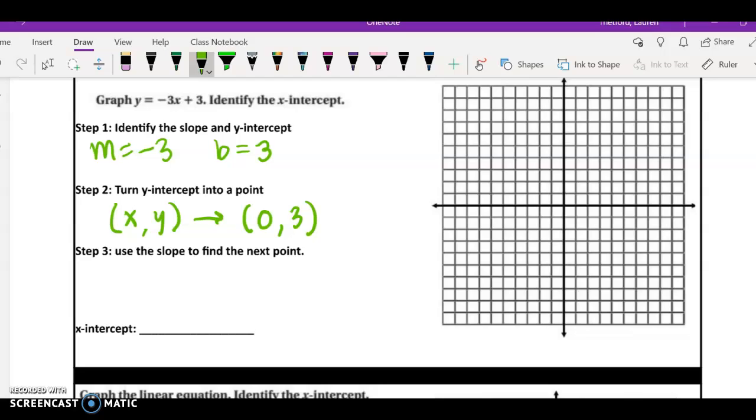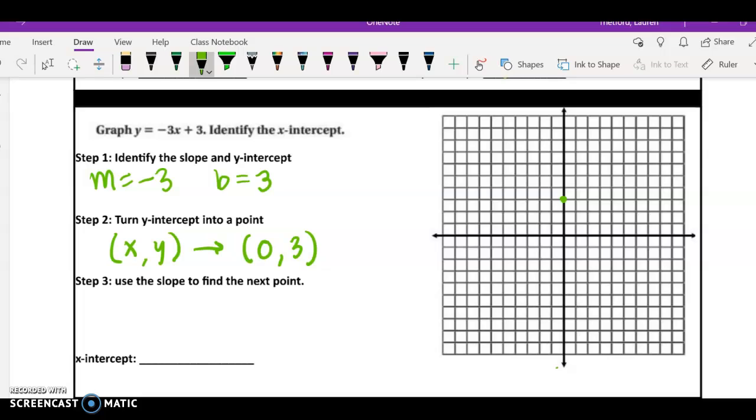So now it says use the slope to find the next point. So before we can do that, we're going to graph (0, 3). The center, or our origin, is where we start, and we move to the left or right 0. So we're going to stay on that origin, and we go up 3, and we plot that point. And that's our y-intercept because our y is that line going vertically in the middle of our graph. And then our x is our horizontal axis.